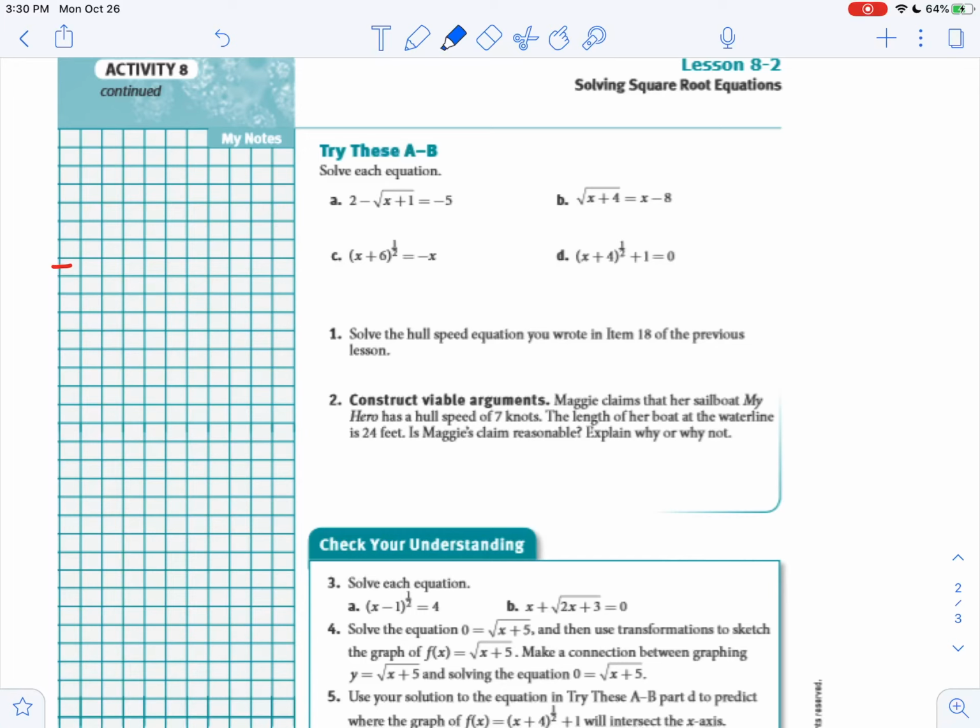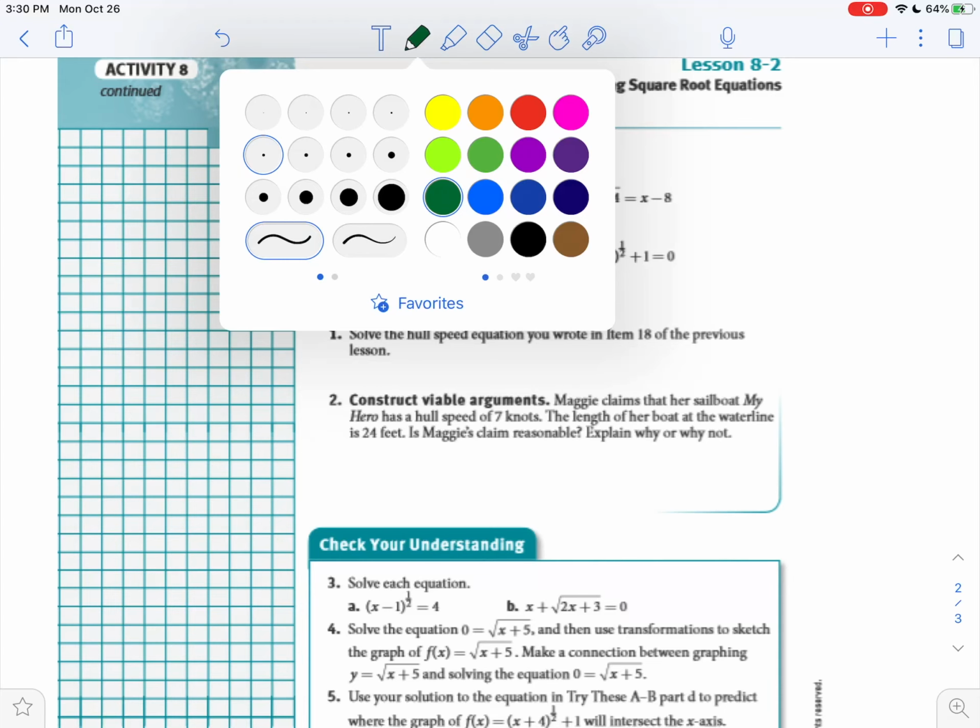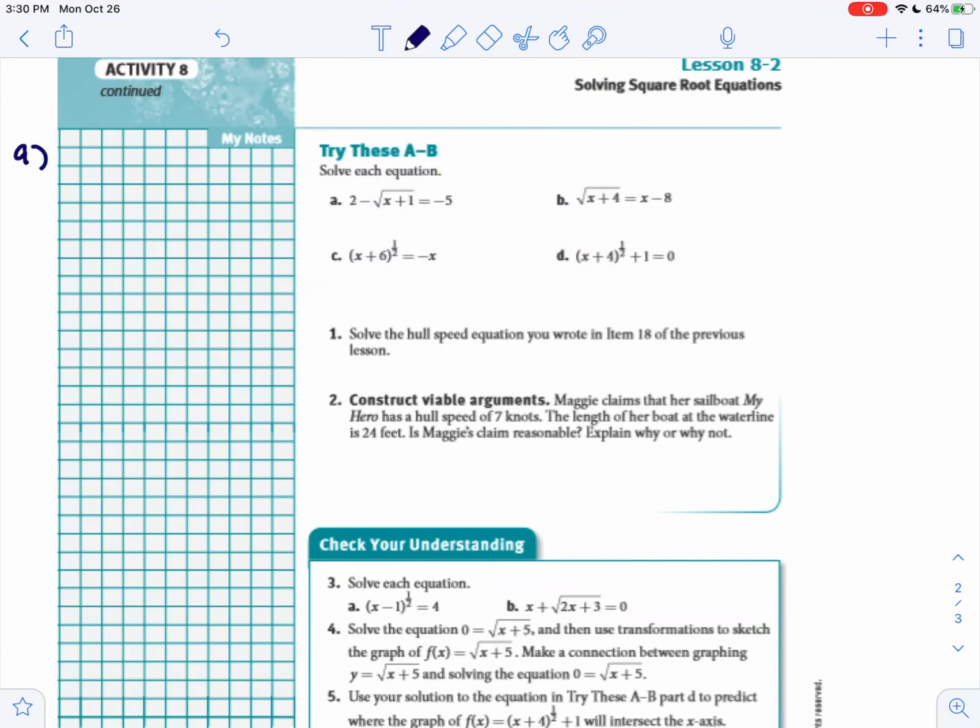So a couple of the examples are here, and I'm going to go past those to try a few in the try these set. Okay, so you'll see 4 radical or square root equations here. Some of them have powers to the 1/2, but those are still square roots. And we'll go through a couple of those. We'll start with part A.